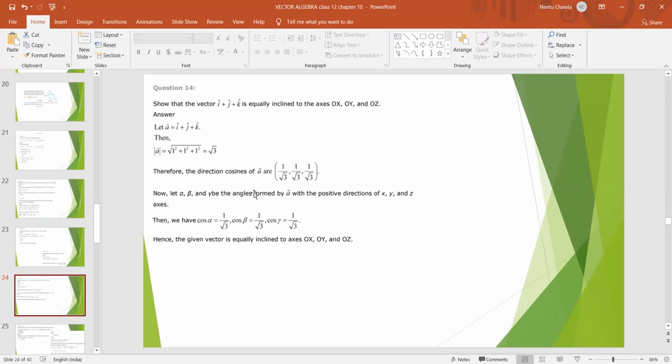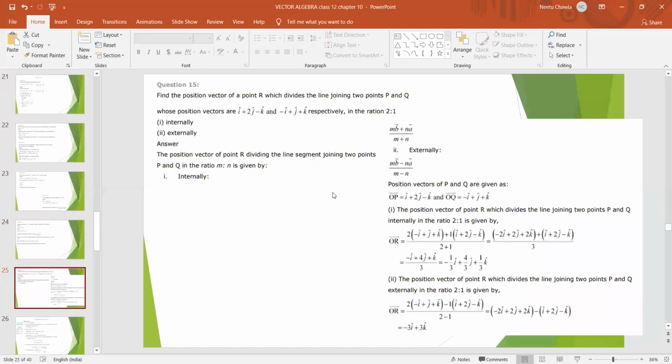So let's find the direction cosines, which gives the modulus as root 3 and the direction cosines are 1 upon root 3, 1 upon root 3 and 1 upon root 3. It means the angles alpha, beta, gamma are the same. Cos alpha is 1 upon root 3, cos beta is also 1 upon root 3 and cos gamma is also 1 upon root 3. So we can say that this given vector i plus j plus k is equally inclined to the axes OX, OY and OZ. And moving to one more question.